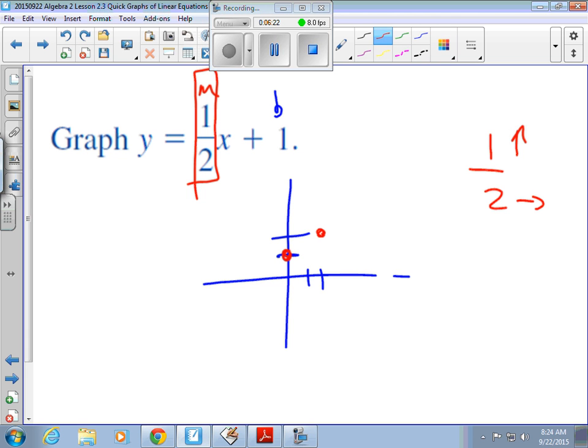Point number 2. When you've got 2 points, you can draw your graph. That's what I mean by it being simple. Everybody in here has the capability of doing that by this point.